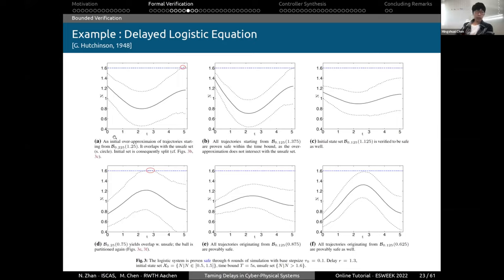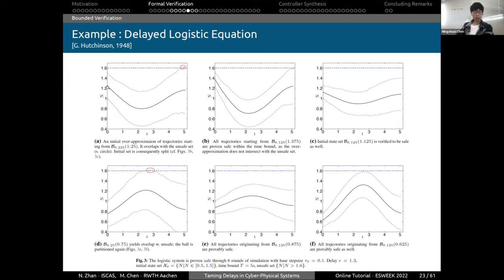And then this is an illustration of proving safety. Suppose we are interested in an initial set from 0.5 to 1.5. We can first do the partition. This gives us two sub-initial sets, which are 1 to 1.5 and 0.5 to 1. And for each of those partitions, we do the simulation-based verification. But unfortunately, for the upper initial set, we see that the over-approximation somehow overlaps with the unsafe region. And now we cannot claim anything because this is only an over-approximation.